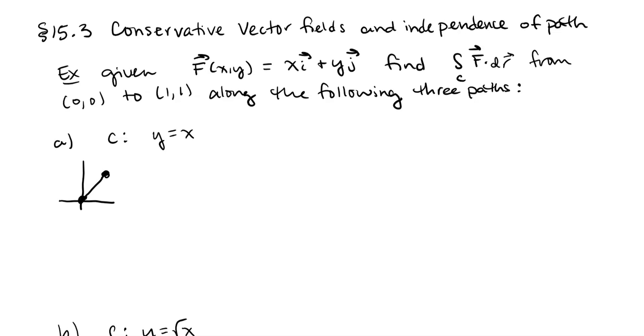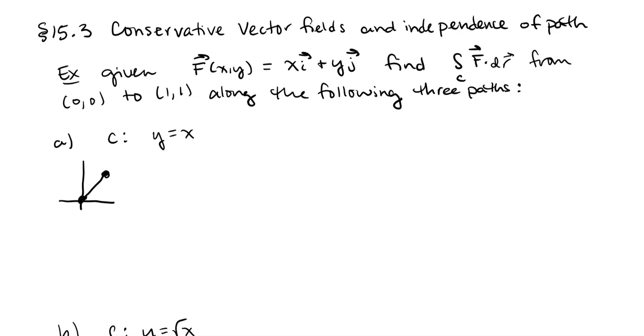In section 15.3, we're going to talk about conservative vector fields and independence of path. So we're actually going to start with an example. We have a given vector field, F(x, y) = x i + y j, and we want to find the line integral of F dot dr from (0, 0) to (1, 1) along three different paths. So we're going to ultimately go from (0, 0) to (1, 1), but in three different ways.